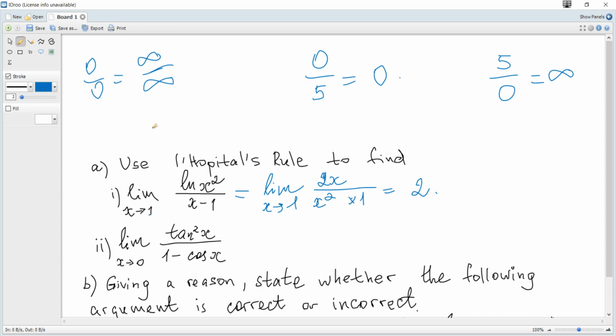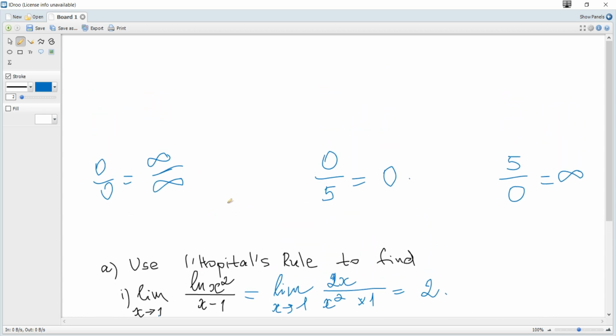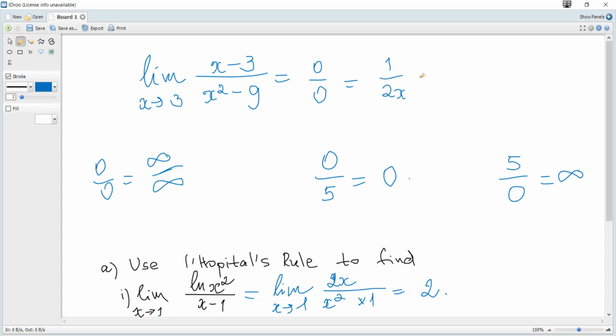We can simplify such expressions or apply L'Hopital's rule, because it may be like this: x minus 3 over x squared minus 9, and you can see if you substitute 3, it becomes 0 over 0. So in general L'Hopital's rule may be applied, and it becomes 1 over 2x, which is just 1 over 6. Or you may just simplify it.